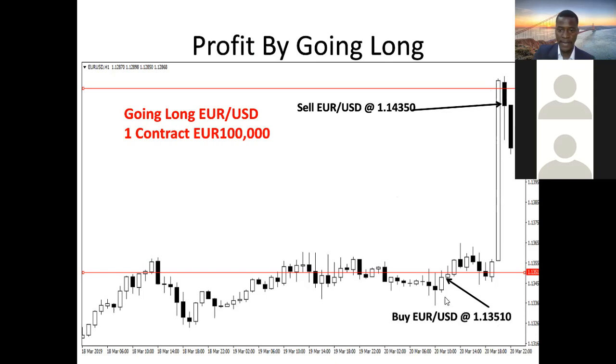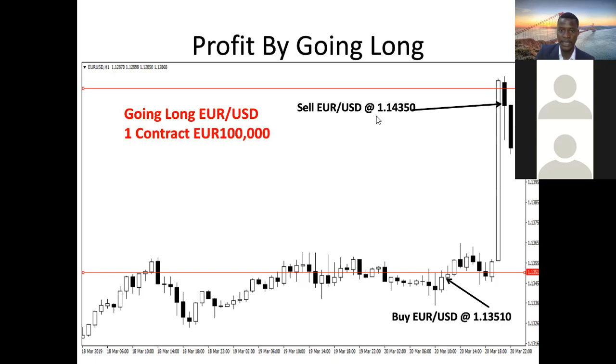So if you buy here at 1.13510, you buy Euro USD, and it gets to this point. This is your parameter. There's a parameter you're going to set to know that this is the point you're going to exit the market. You're going to cash out your profit because there's an increase in pips. If you look at the number very well.